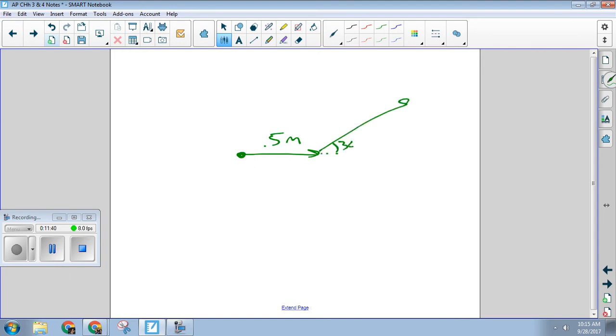Beetle 2 also makes 2 runs. So everything that I drew in green is Beetle 1. Beetle 2, let's do in red.